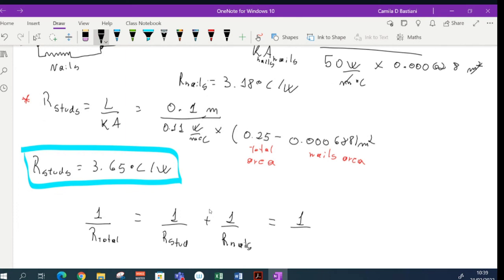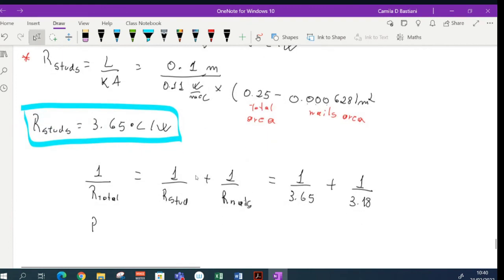0.25 minus 0.0000628. This two looks weird. Okay. That's this one, Dominic? No problem. That's the area of the nails that we calculated before. So that's going to be 1 divided by 3.65 plus 1 divided by 3.18. So my total resistance is going to be 1.70 degrees Celsius per watt.